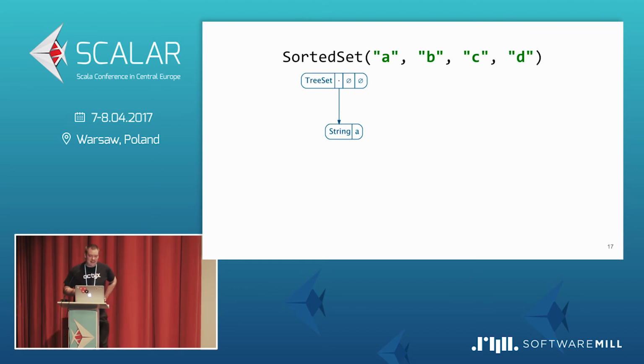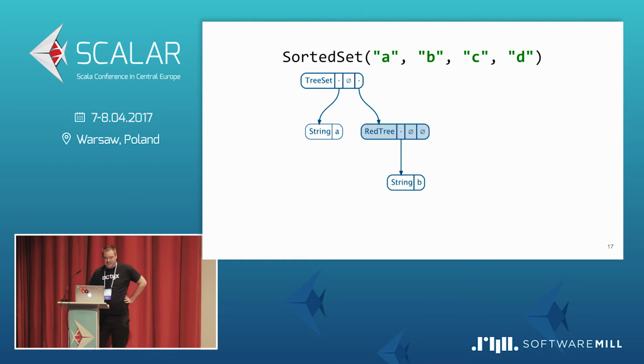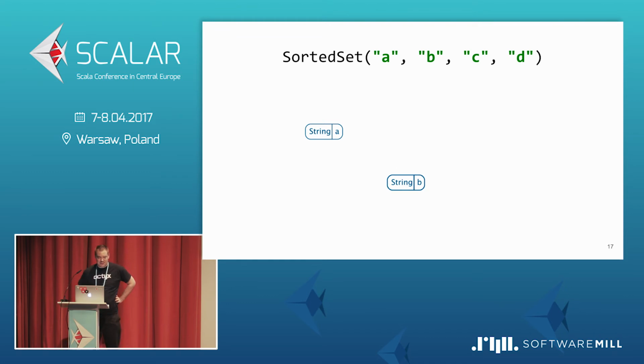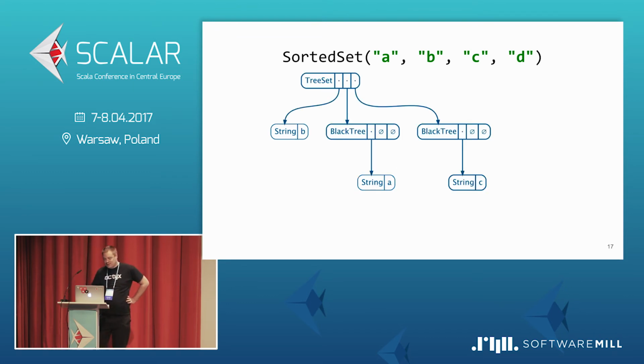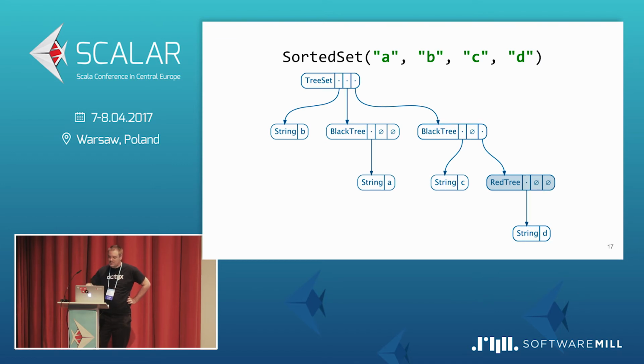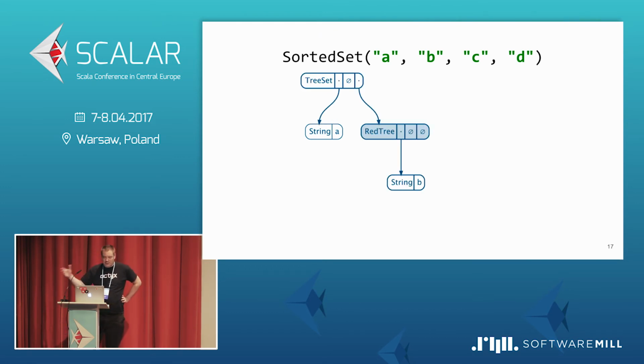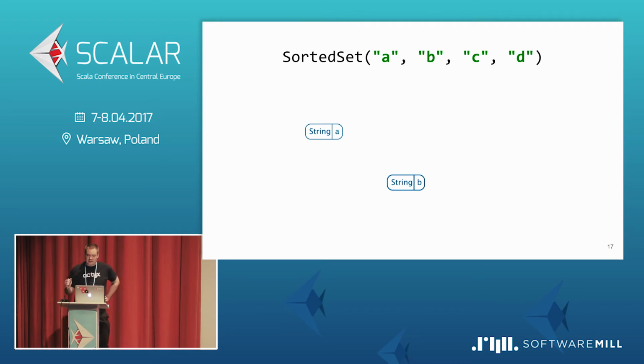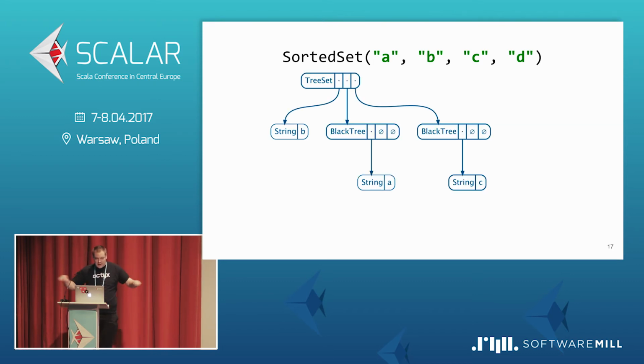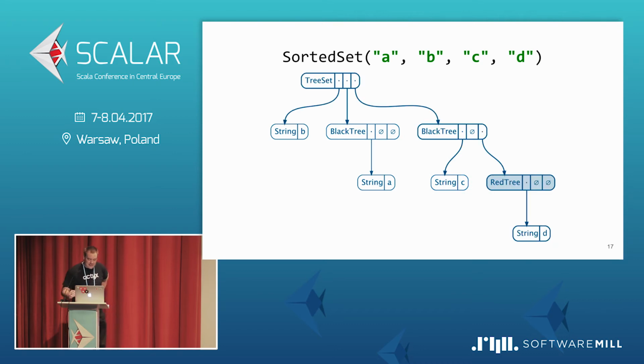As an example of a commonly used data structure where this is not the case, take a sorted set from Scala collections. A sorted set from Scala collections is based on a tree set, and a tree set in turn is based on a red-black tree. A red-black tree has certain invariants, like the number of red and black nodes and so on, so it won't ever degenerate to a list. But nevertheless, there's some variation.